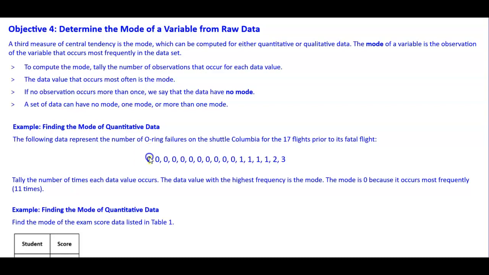So for 0, we have 1, 2, 3, 4, 5, 6, 7, 8, 9, 10, 11. For 1, we have 1, 2, 3, 4. And then for 2, we have 1, 2, and then 1, 3. Now the data value with the highest frequency is the mode. The mode is 0 because it occurs most frequently, which is 11 times.